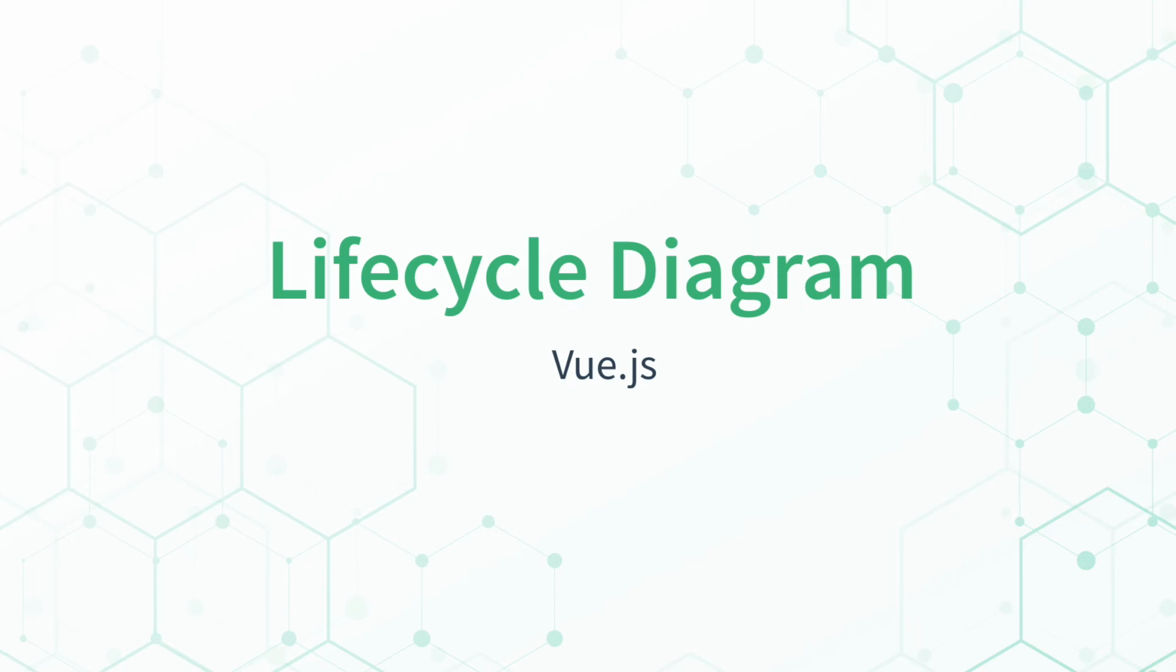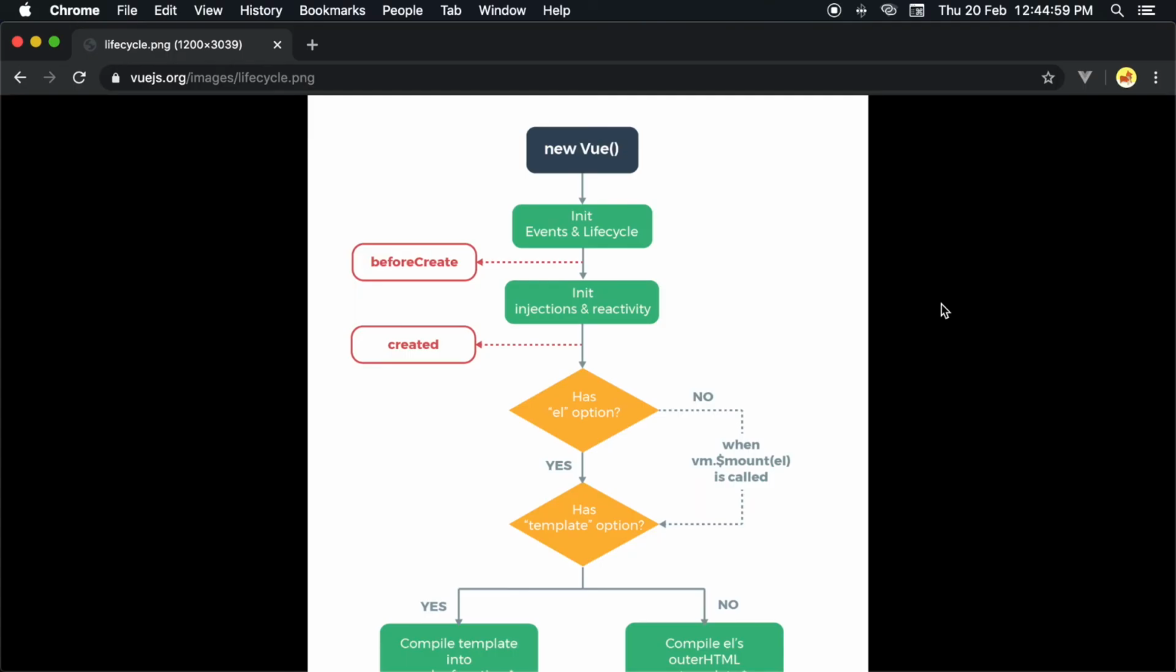Lifecycle diagram. Let's explore the Vue instance lifecycle diagram. When we create a new Vue instance, first it initializes events and lifecycle. Then it calls the beforeCreate hook. After that, it will initialize injections and reactivity. Then it calls the created hook. Now the Vue instance is created successfully.